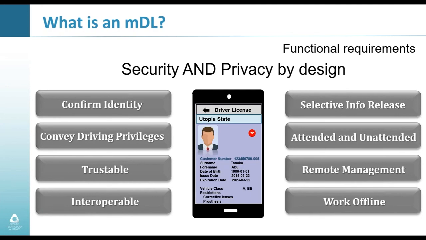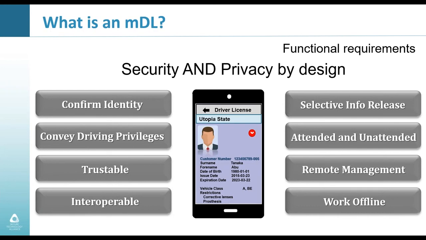mDL holders need to be able to remove the credential, and issuing authorities need to be able to keep the credential attributes updated. For example, a change of address, a change in status, the addition or removal of an endorsement and/or restriction. And lastly, they need to be able to work without an online capability.